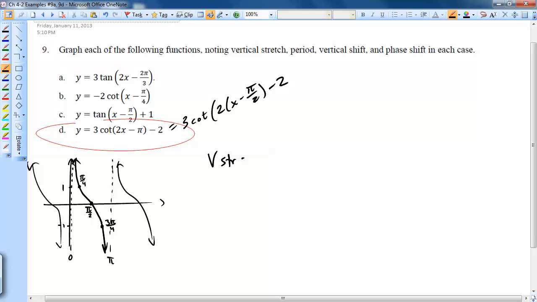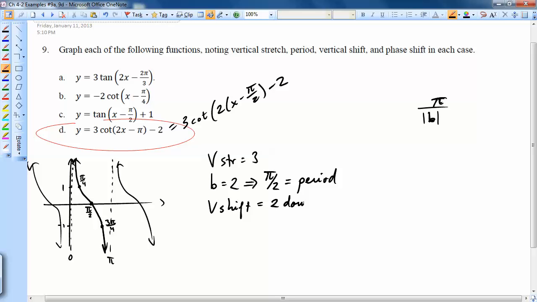So the vertical stretch will be 3. The period, we can figure out because we know that b equals 2. Normally, remember, we get the period by doing 2 pi over b. But the reason we've been doing 2 pi over b is because 2 pi has been the period of our parent functions sine and cosine. Now we've got a parent function of cotangent, so that period is just pi. So we're just going to do pi over whatever b is. In this case, it's 2, so pi over 2 is the period. The vertical shift, we've got 2 units down. And the horizontal shift is going to be pi over 2 to the right.